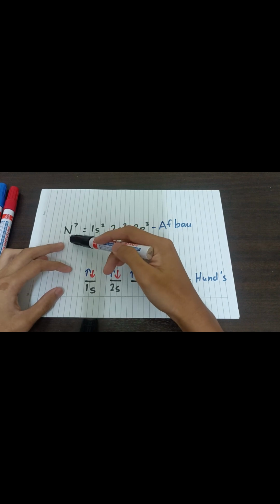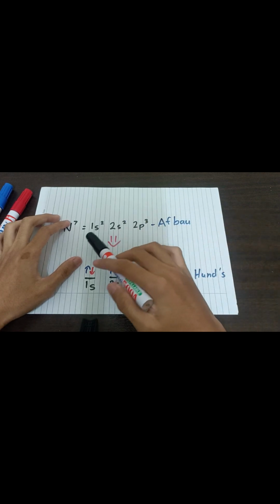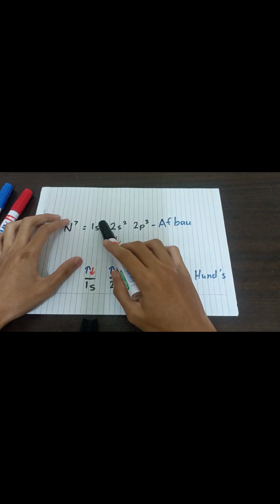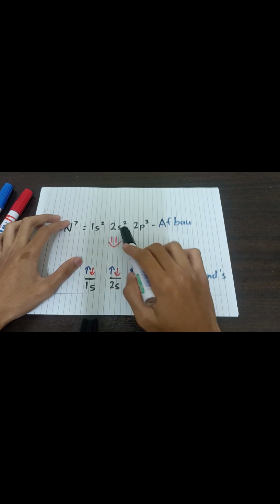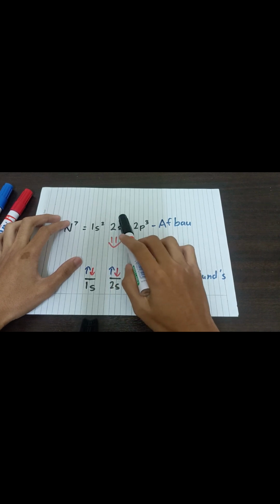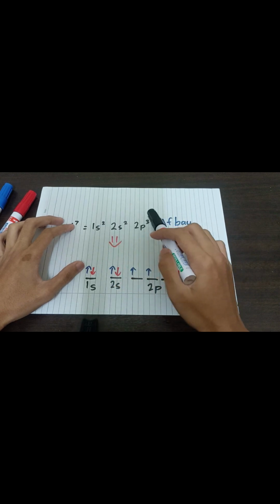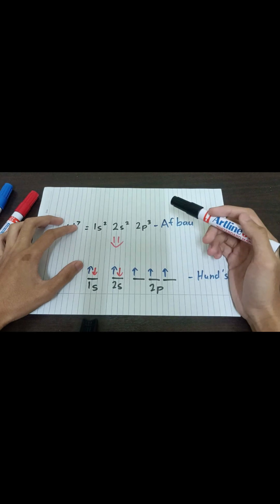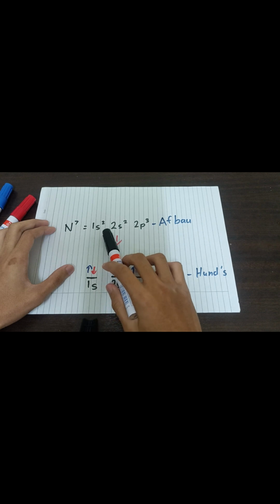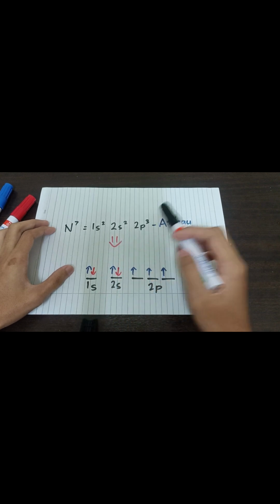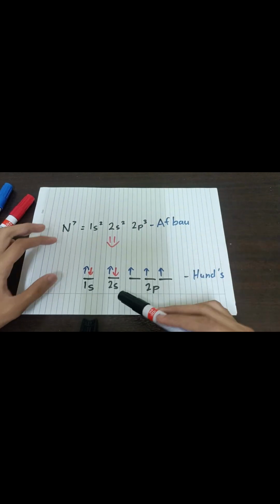nitrogen. Nitrogen has 7 electrons, and from the Aufbau principle, it's written like this. This is the electron, so s has the maximum of 2 electrons. 2 plus 2 is 4. Minus 1, that's 3. Quick maths. 2 plus 2, 4, and plus 3 equals 7. So for nitrogen, the Aufbau principle is written like 1s2, 2s2, 2p3. And from this Aufbau principle, it can be converted into Hund's rule like this.